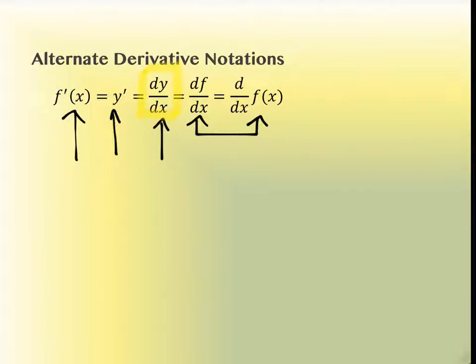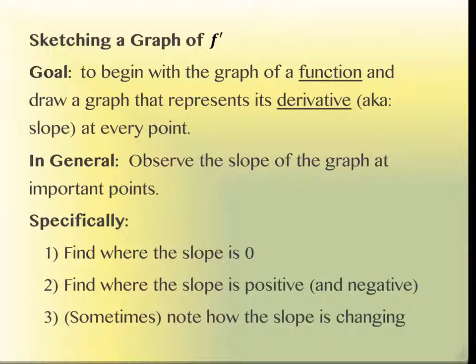All right, the last thing in this section is about sketching graphs. So we're going to start with sketching a graph and talk about how we sketch graphs of a derivative. And this will be when we don't have a function given, like we don't have an equation. It's usually where this happens. The goal of sketching a graph of f prime is to begin with a graph of a function and draw a graph that represents the derivative, i.e. the slope, at every point.